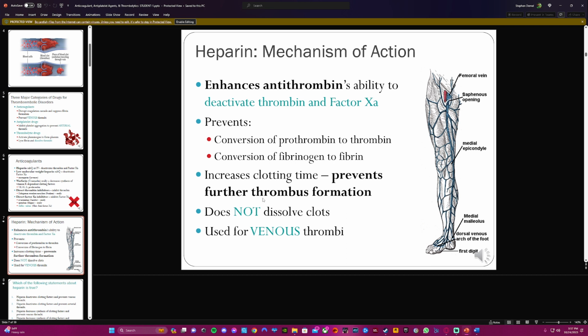Heparin, the first drug we're going over. The mechanism of action is it enhances antithrombin's ability to deactivate thrombin and factor Xa. This prevents conversion of prothrombin to thrombin and conversion of fibrinogen to fibrin. This increases clotting time and prevents further thrombus formation, but does not dissolve clots. It's used for venous thrombi.